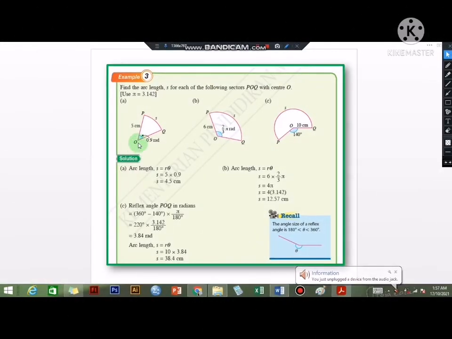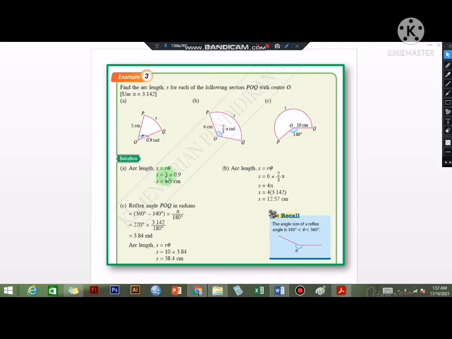Okay, class. Let's look at example 3. Find the arc length S for each of the following sectors POQ with center O. Use pi is equal to 3.142. So let's look at A. This is given here. We want to find the S, which is the length of arc PQ, which represents the variable S. Length of arc S is equal to r theta.